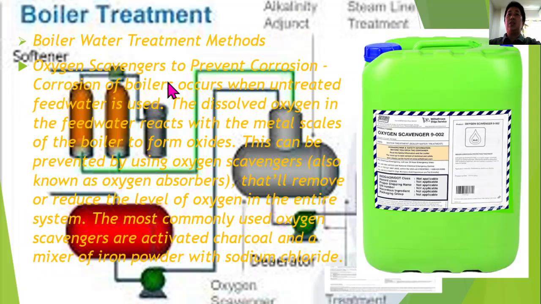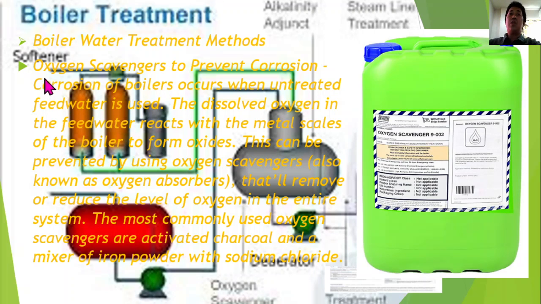So we have here the boiler water treatment methods. Oxygen scavengers to prevent corrosion. When I was a chief engineer on board the ship, I requested this chemical for our boiler.